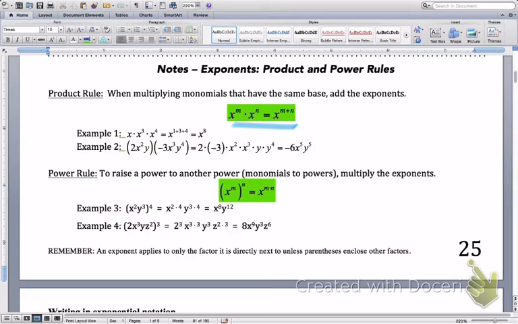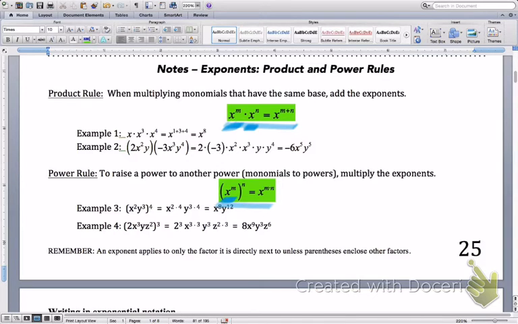If you ever forget the rule, just expand it and then count, and you'll see it's just an addition. Second rule is the power rule. So when you raise something to another power, meaning you only have one single base, so you don't have a base times another base, you have one single base, in this case just the letter x to the power of m, and that's raised to another power, and you just multiply the exponents.